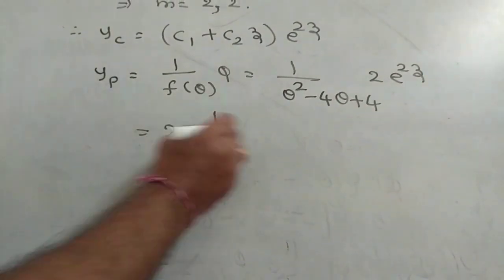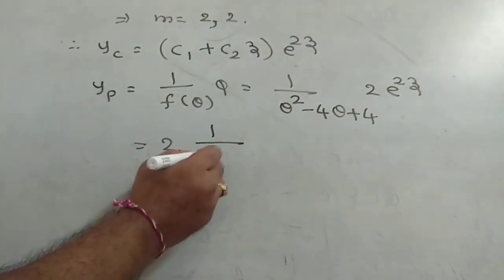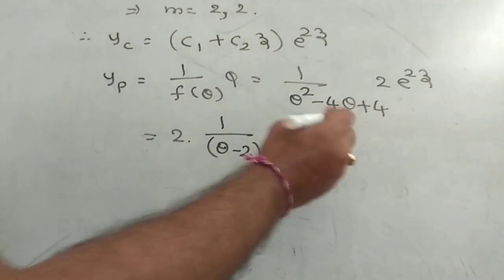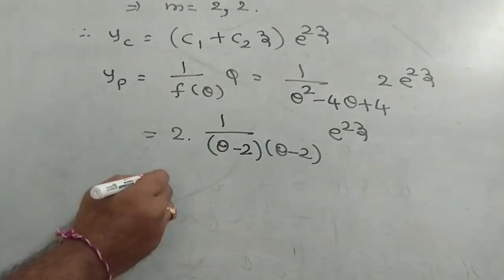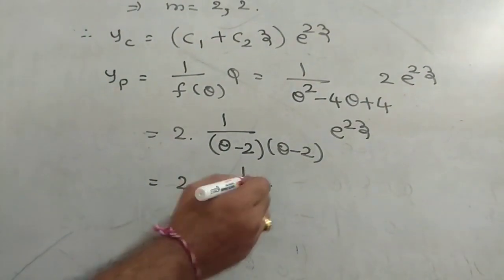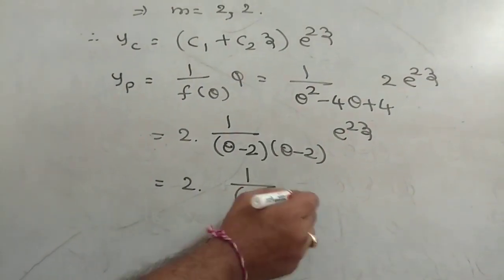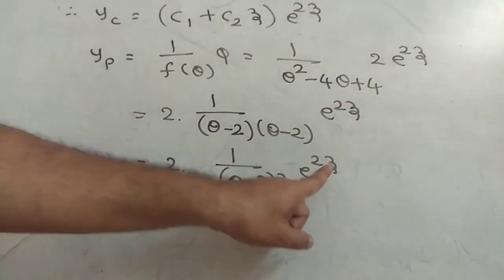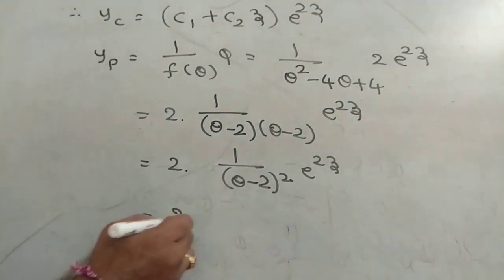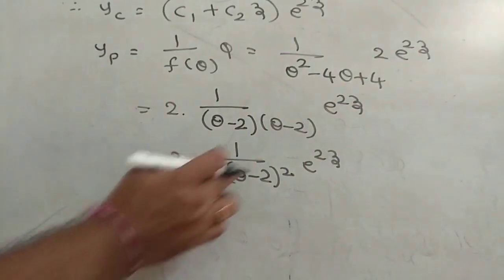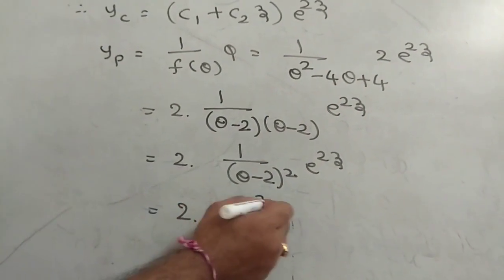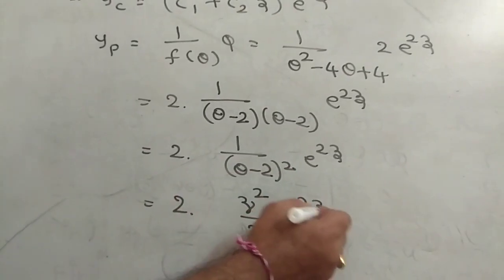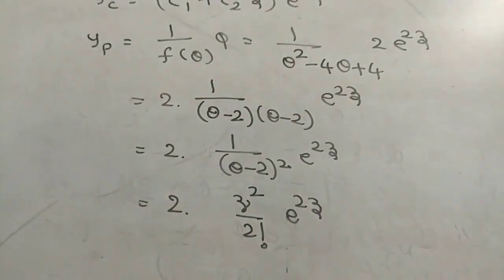That you write down in the factors, based on your calculated roots, so I can write theta minus 2 into theta minus 2. And this is only e power 2z. So it is equal to 2 into 1 divided by theta minus 2 whole square, e power 2z. Now there is no other factor to substitute that a value. So in that case, direct answer: 2 into, this is as it is. This you can write the variable power 2 divided by 2 factorial. It is e power 2z as it is. So that is your complete yp.